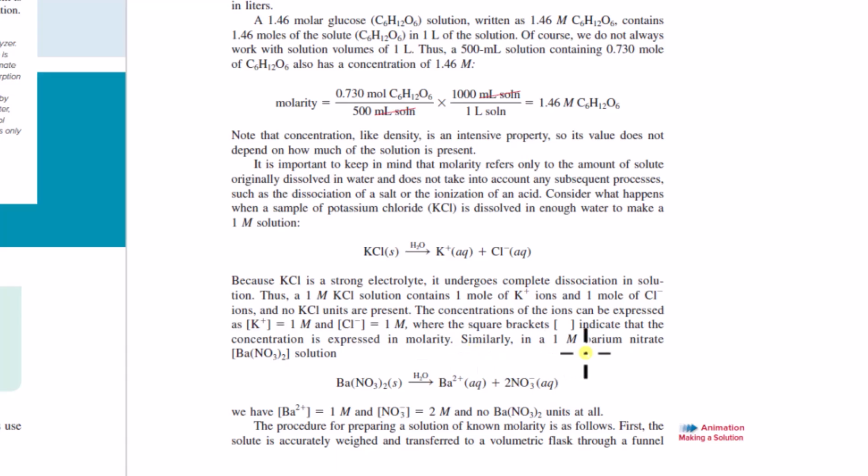Similarly, in a 1 molarity barium nitrate solution, this soluble ionic compound dissociates into ions, but this is a little bit different. Since this is Ba(NO3)2, for every 1 barium nitrate unit, it's going to dissociate into a Ba2 plus ion and 2 NO3 minus ions. And so the resulting concentration of barium 2 plus ions is 1 molarity, and the concentration of NO3 minus ions is 2 molarity.